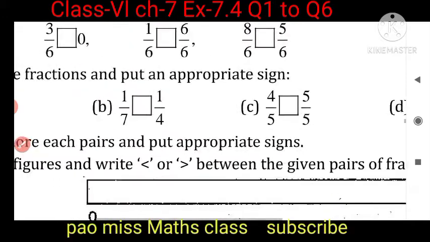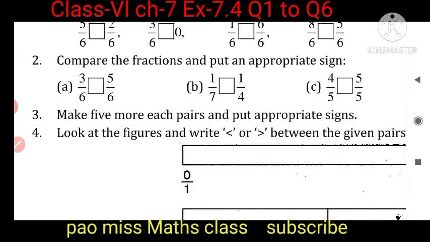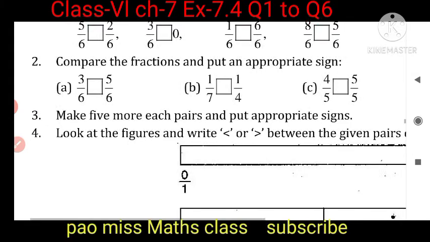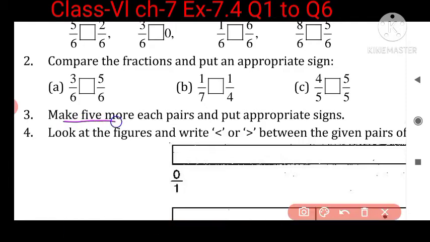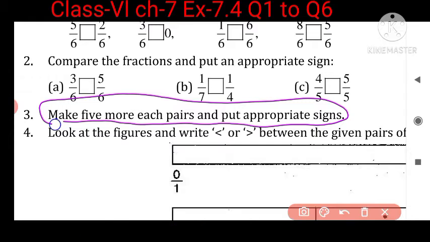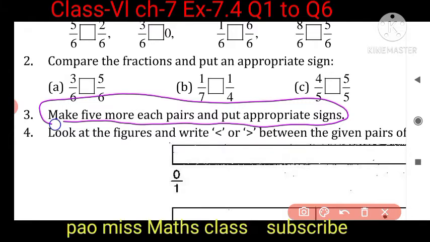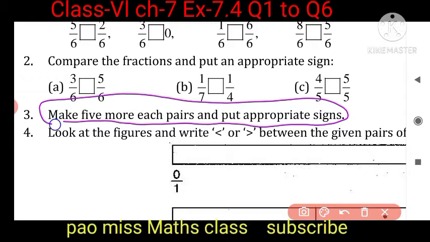Now in the next question, question 3 it is given: make 5 more pairs and put the appropriate sign. It means you have to make some questions of yourself. Try some questions yourself and put the appropriate sign, whichever is greater. Okay, this is homework. You have to write 5 more pairs of fractions.